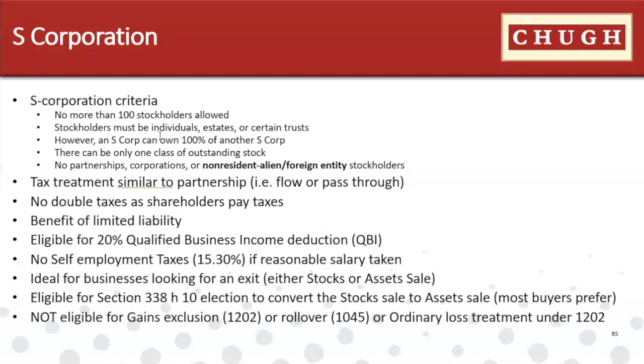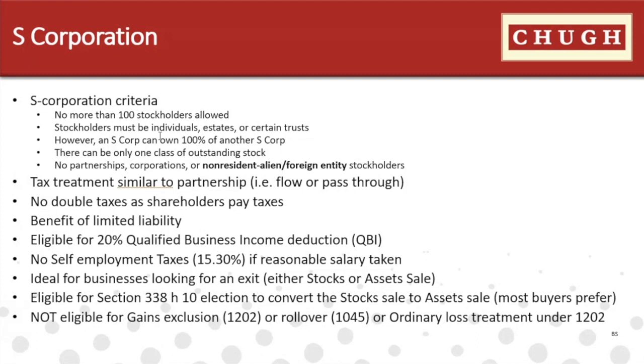So if any of our clients is looking for an exit in the next few years, then we should consider making the S corp election, because for an S corporation, if shareholders sell the stock or the S corporation sells the assets, there is one level of tax. So it really doesn't make any difference for an S corporation owner whether to sell the stock or the assets. And because it's an S corporation, it can make the Section 338(h)(10) election.